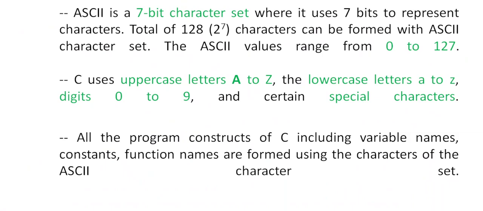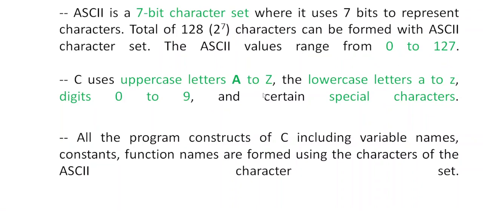So ASCII is a 7-bit character set. Later it was extended. Nowadays it is called extended ASCII, which uses an 8-bit character set. Initial versions used only 7 bits, so 128 characters can be represented. Each character takes some value within this range, 0 to 127.